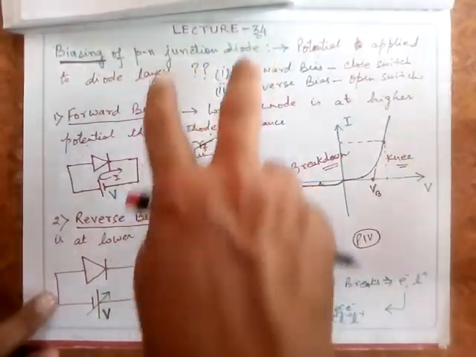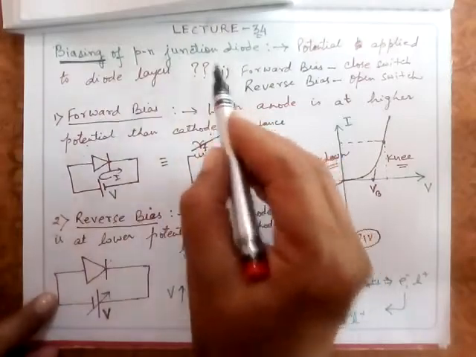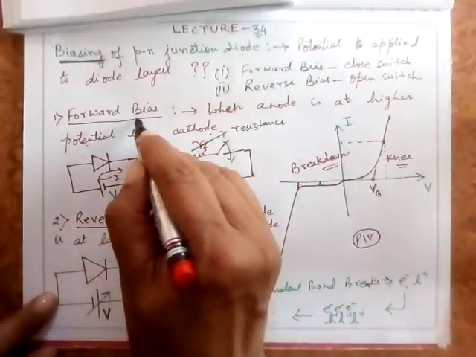So this is all, for the time being, about the biasing of the PN junction diode, that is, reverse bias or forward bias.